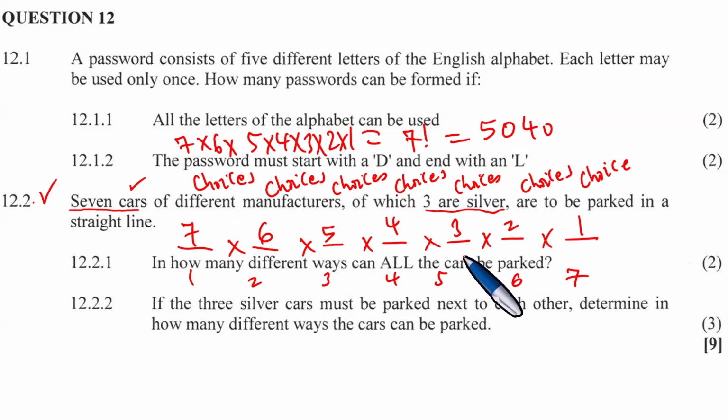So the 7 factorial ways is exactly 5040. The question was, in how many different ways can all the cars be parked? The cars can be parked in 7 factorial ways, which is exactly 5040 by using a calculator.